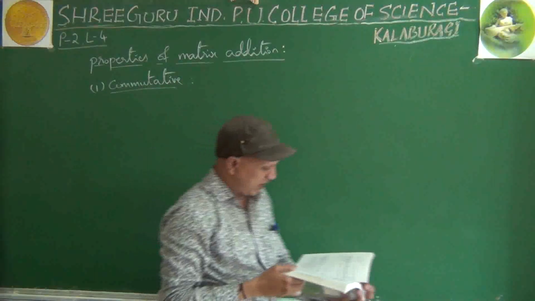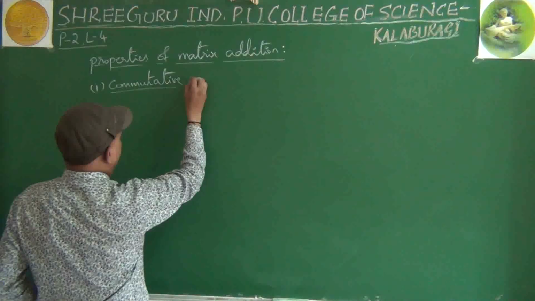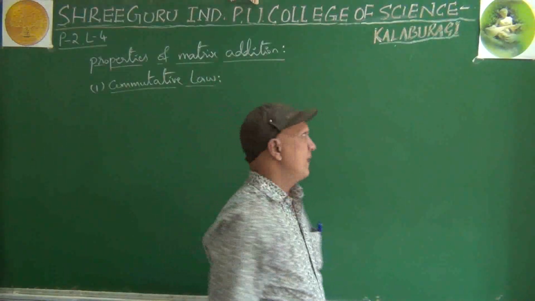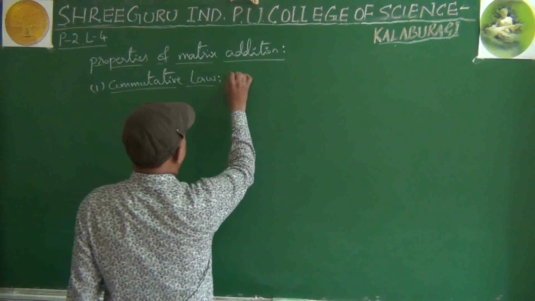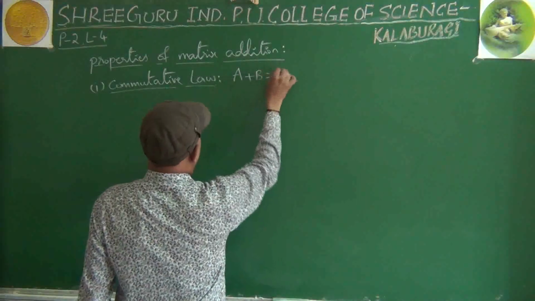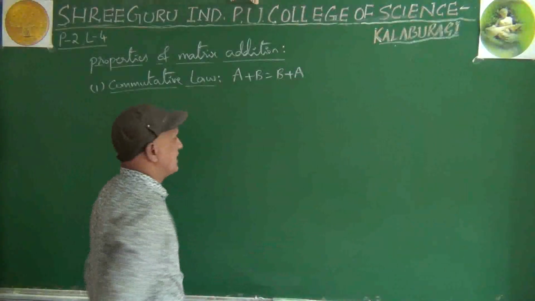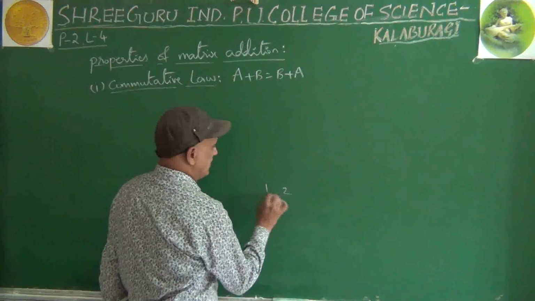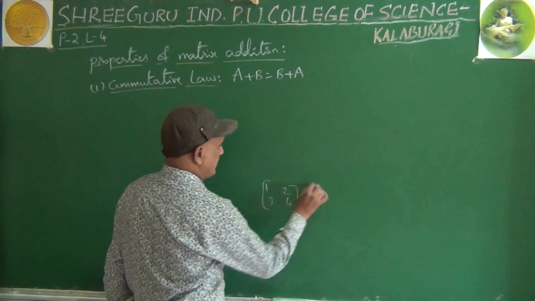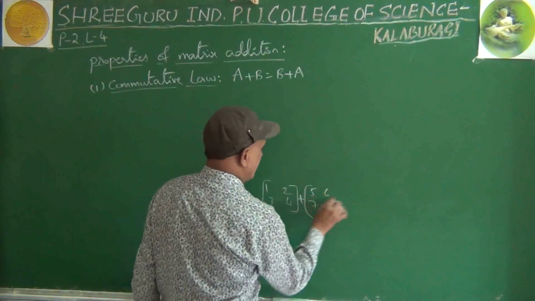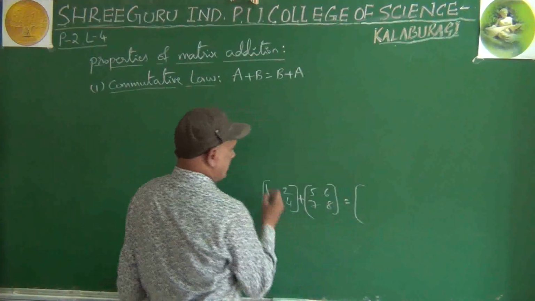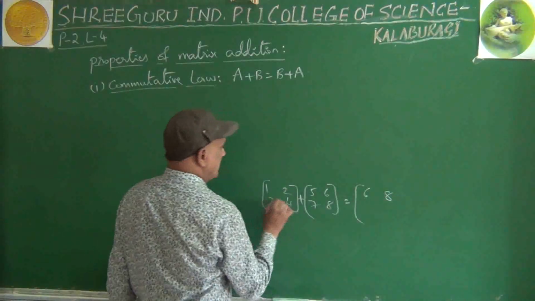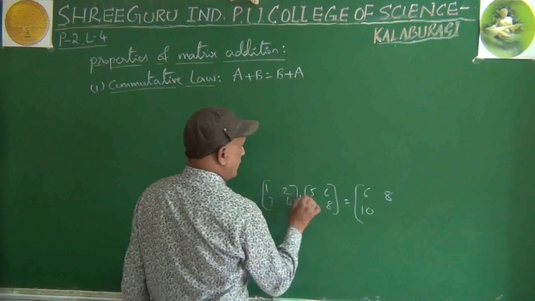Commutative law, commutative property, no problem. What does the commutative law say? A plus B equals B plus A. This is the commutative law, that's it. Example: 1, 2, 3, 4 plus 5, 6, 7, 8. 1 plus 5, 6. 2 plus 6, 8. 3 plus 7, 10. 4 plus 8, 12.